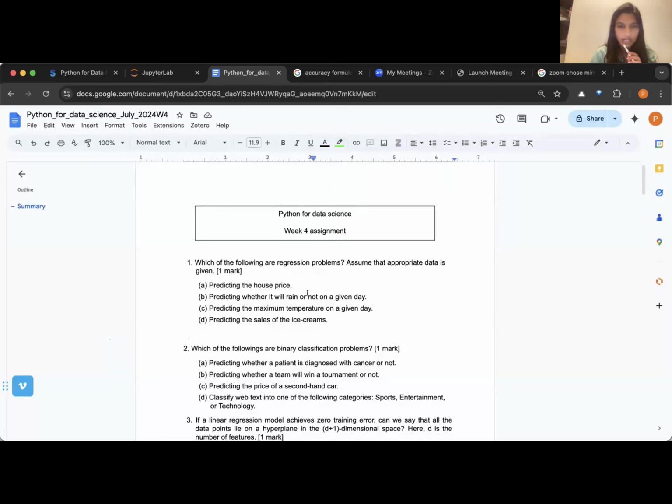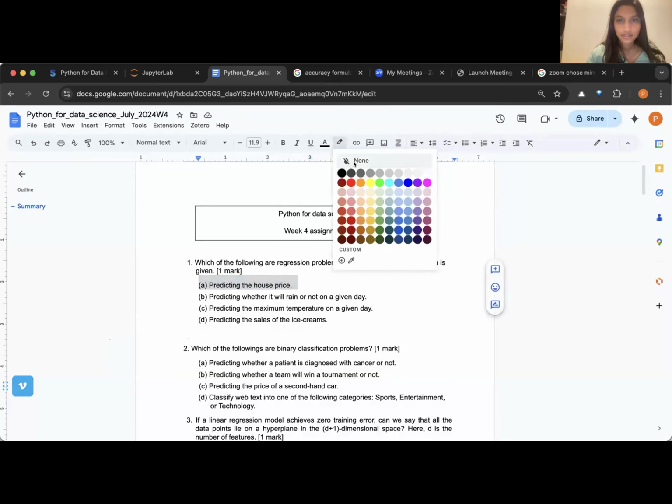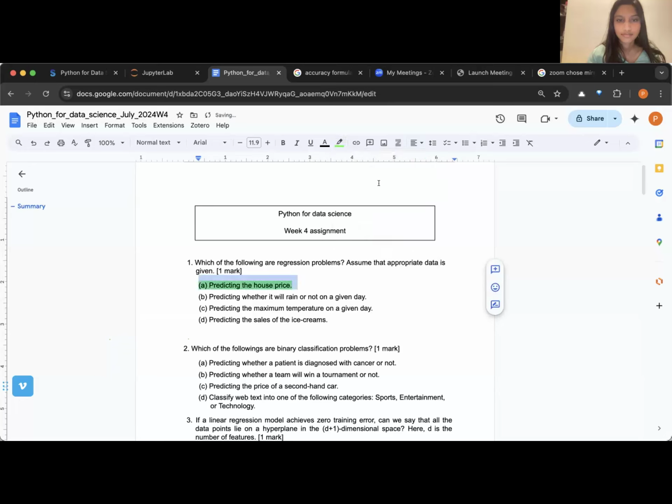Which of the following are regression problems? Assume that appropriate data is given. So if you remember, regression is basically used to model continuous values, not categorical. That's what you need to think. Predicting the house price, regression. Yes, you can use regression for that.